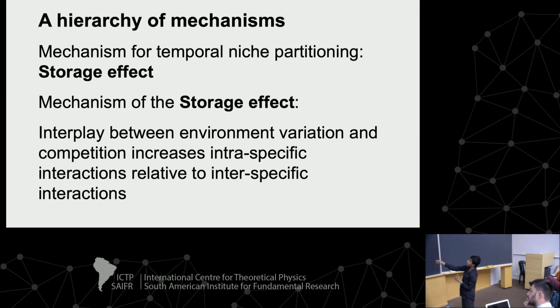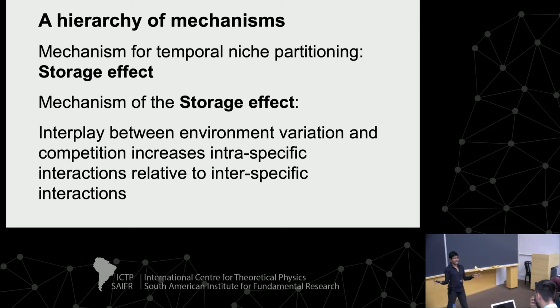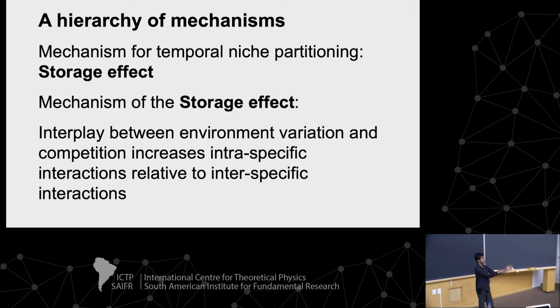And we know, based on first principles, what has to happen in order for the storage effect to allow species to coexist. We know what is required for coexistence. Our challenge is to show that it can happen, when it can happen, and when it cannot happen. And that's where we need the mathematical models. But we know already that the interplay between the abiotic environmental variation and competition should be such that intraspecific interactions are stronger relative to interspecific interactions, okay, on the relevant time scale.